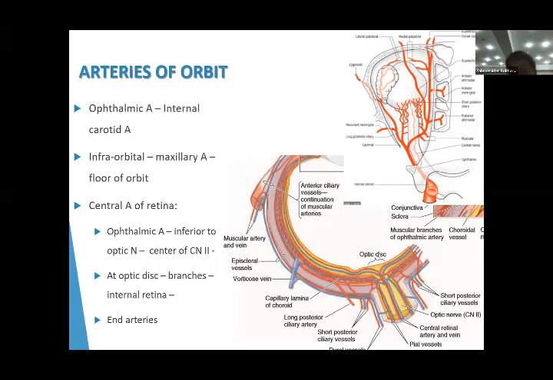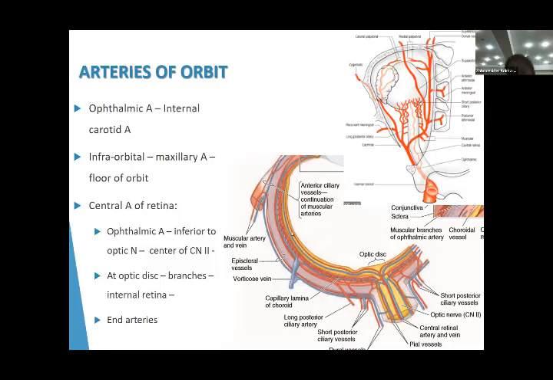ठीक है, at the optic disc, inside the eyeball, over the surface of the retina. At the optic disc, it divides into multiple branches, and they then supply the internal surface of the retina. ये देख लीजिए, ये red जो है, these are the arteries. ये देख लीजिए, सारे अंदर multiple branches हैं. They all supply the internal surface of the retina.